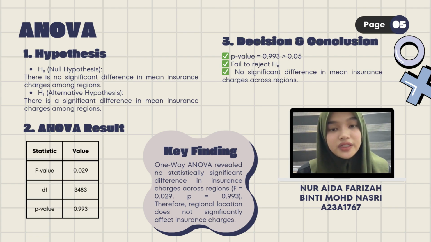Based on the ANOVA result, the F value is 0.029 with degrees of freedom of 3 and 483. The p-value is 0.993. Since the p-value of 0.993 is greater than the significance level of 0.05, we fail to reject the null hypothesis. Therefore, there is no statistically significant difference in mean insurance charges according to the regions. This indicates that regional location does not significantly affect insurance charges.